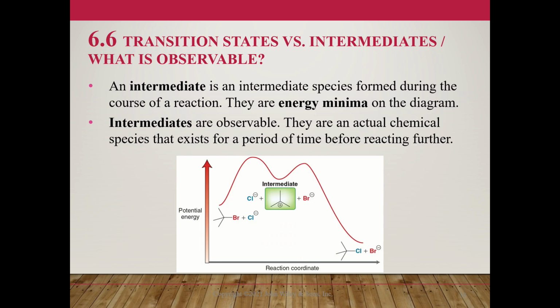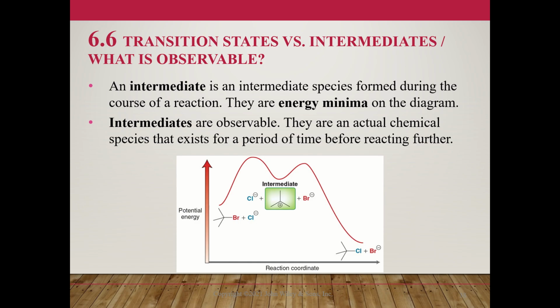An intermediate is an intermediate species formed during the course of reaction. They are energy minima on the diagram. The intermediates are observable. They are an actual chemical species that exists for a period of time before gaining enough energy to move further in the reaction. So, usually when you have your intermediates, you're seeing carbocations form.